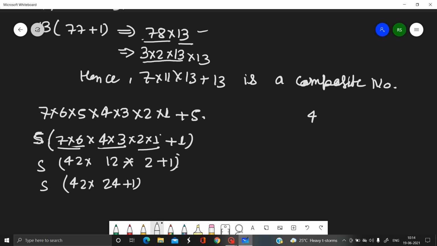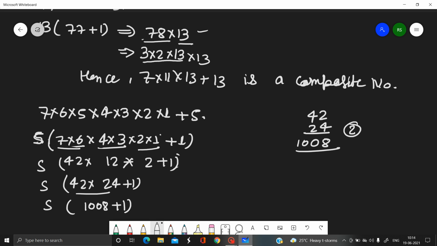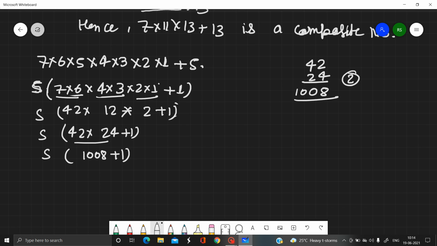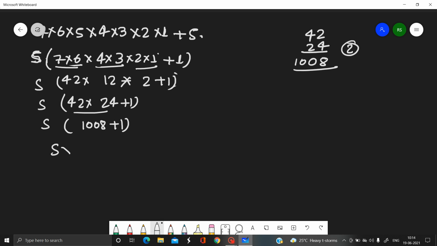Now let's see when we multiply 42 into 24. 4 2s are 8, 4 4s are 16, 16 plus 4 will be 20, carry forward 2, and 4 2s are 8 plus 2 will be 10. So when we multiply these two numbers, we get 1008 plus 1, into 5. When we add 1 to 1008, we get 1009. So 5 into 1009. 9 5s are 45, 0, and here is a 5. So you can see this is 5045.